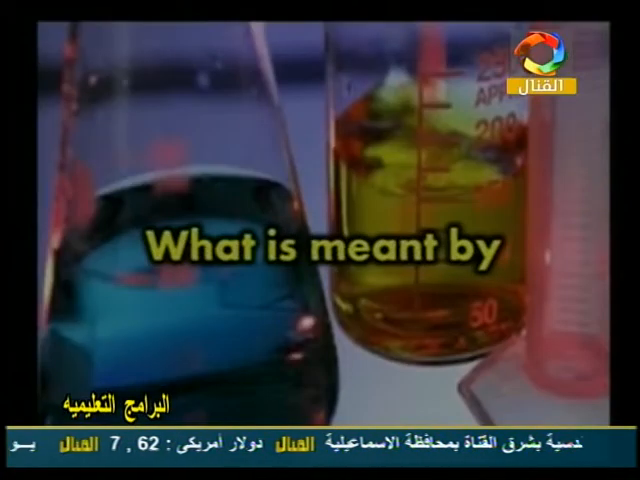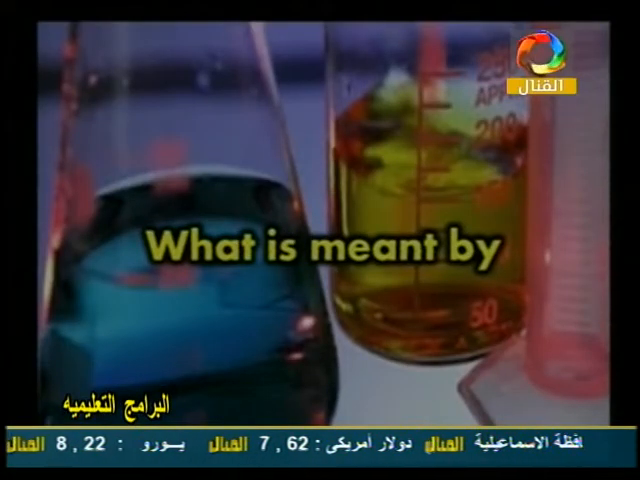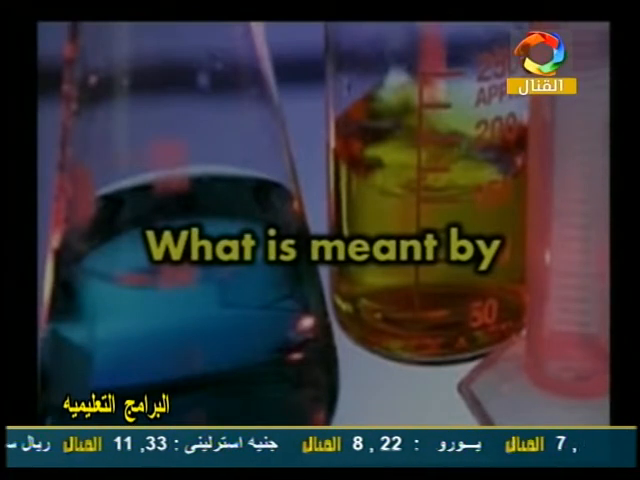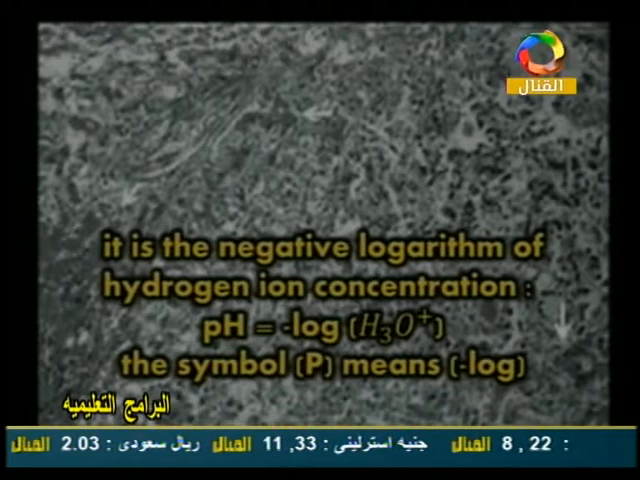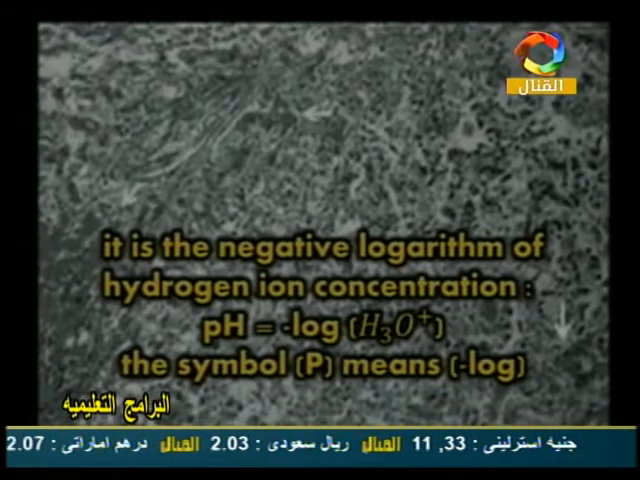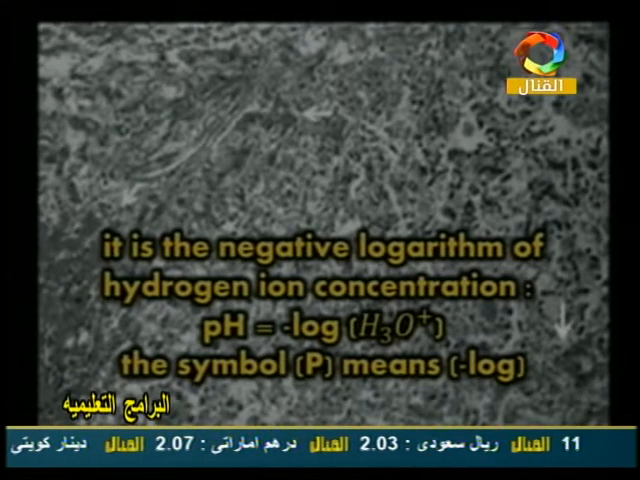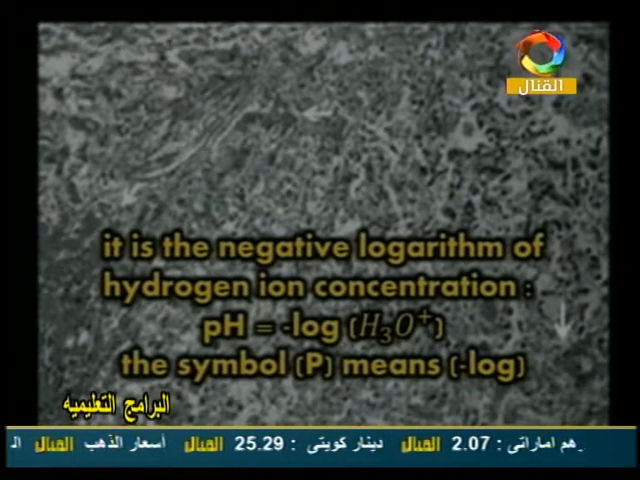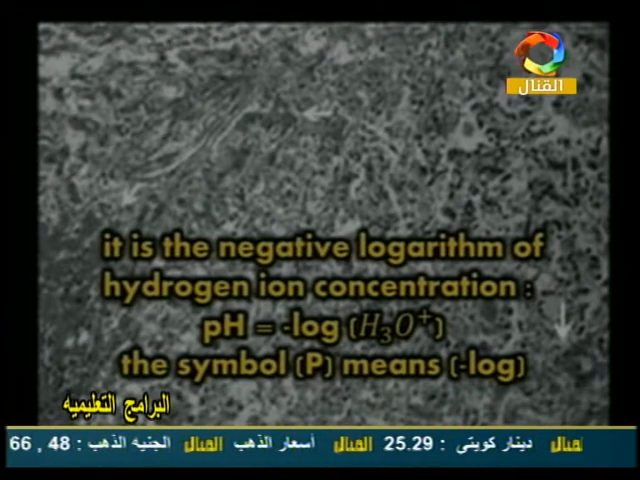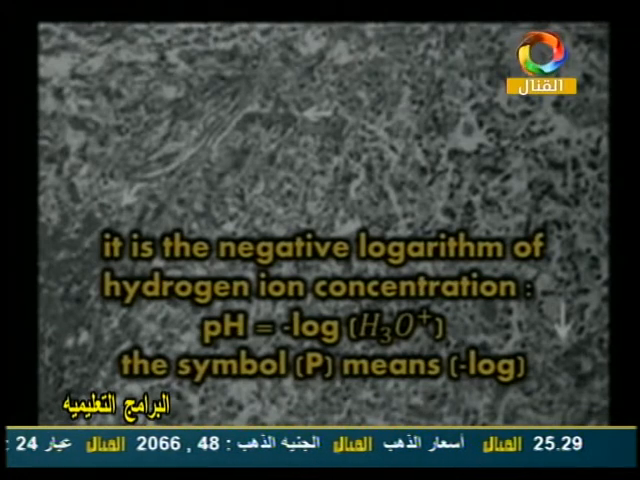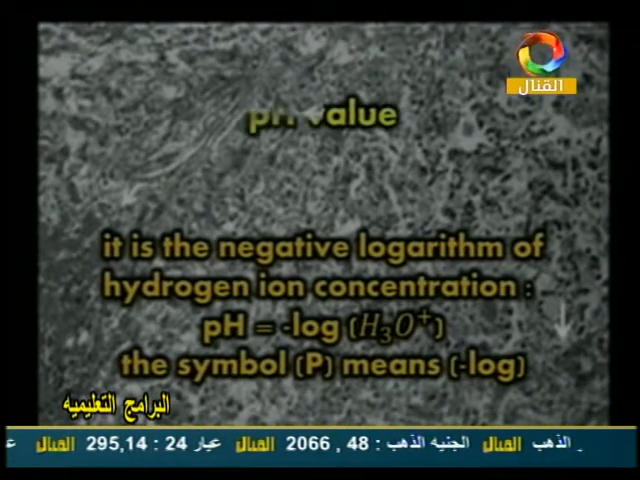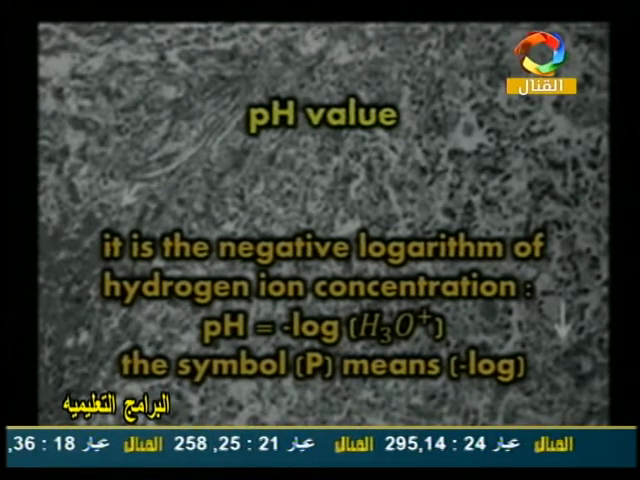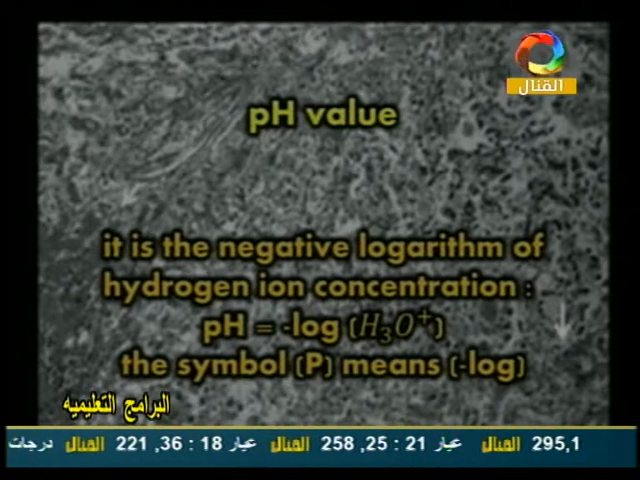What about this question? What is meant by a definition? Write everything you know about this section. For the first, pH is the negative logarithm of the hydrogen ion concentration: pH equals negative log concentration of H3O+. The symbol P means negative log. Another one, do you know what this means? pH value. I like this question. When I say pH value, write this.